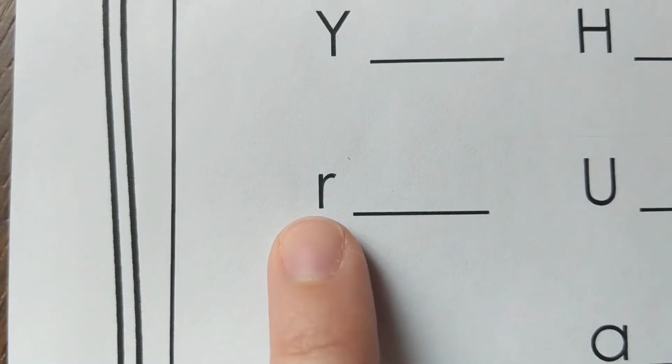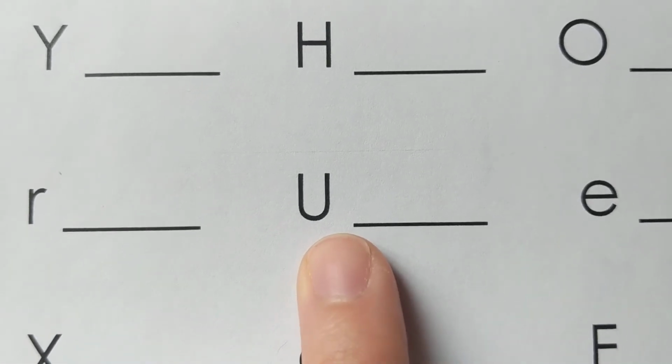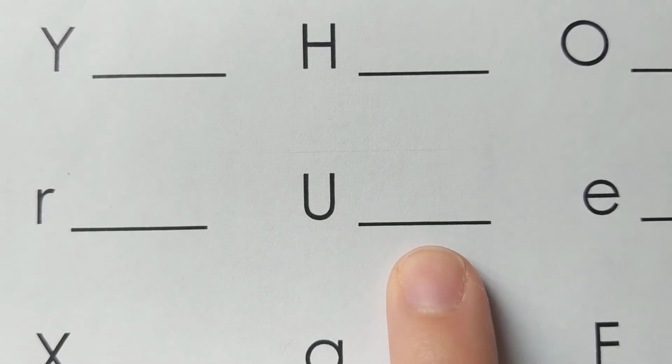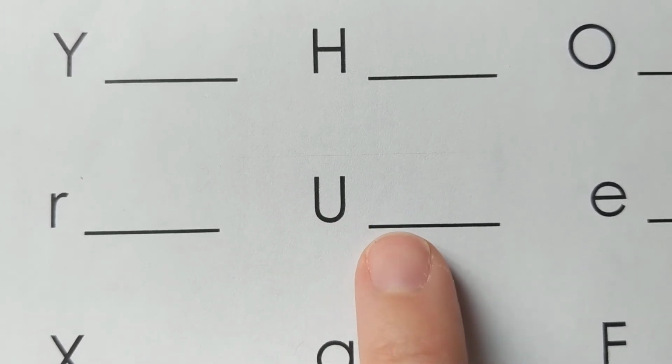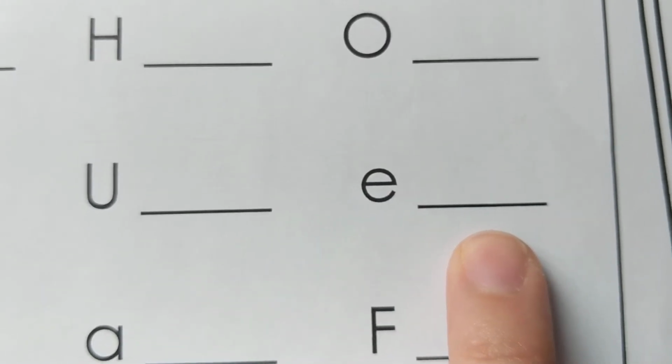They gave you a lowercase r. You need to write a capital R. They gave you a capital U. You need to write a lowercase u. Remember, it should be smaller than that one. They gave you a lowercase e. You need to write a capital E.